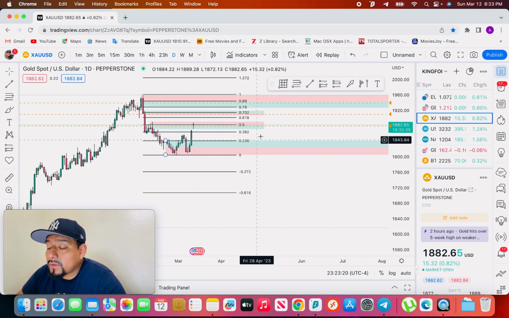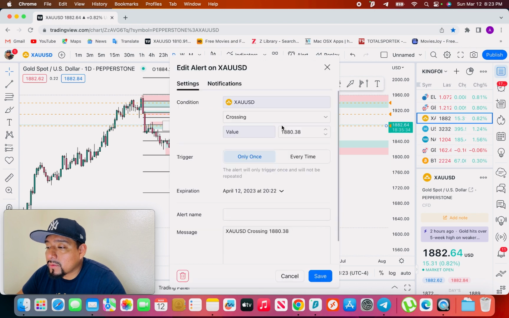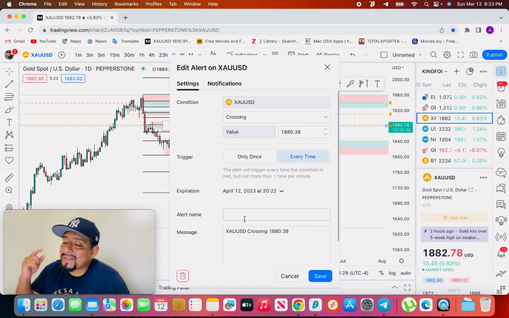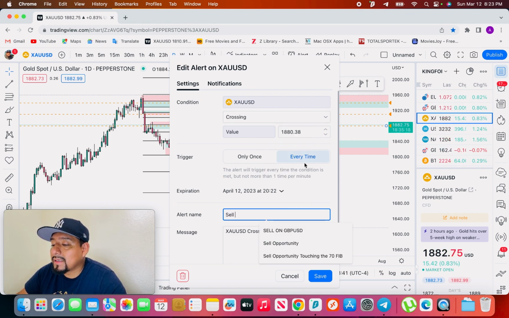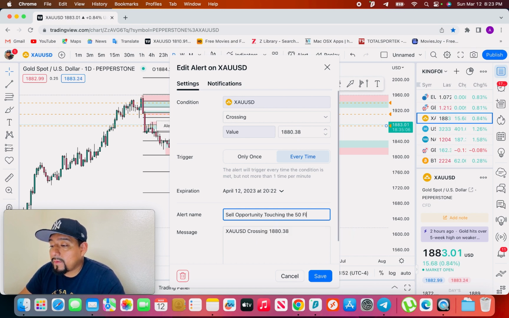All right, so I drew up these, and what I do is I click every time, because sometimes the candles wick up, or sometimes price is just shooting up and retraces. So I'm going to put this as a sell opportunity, touching the 50 fib. Touching the 50 fib.